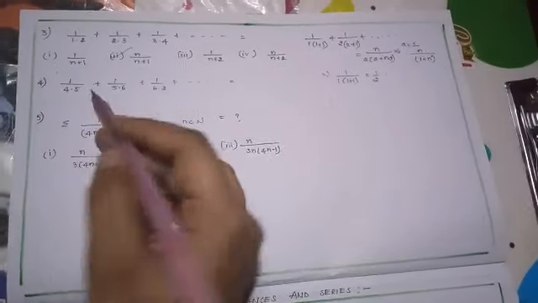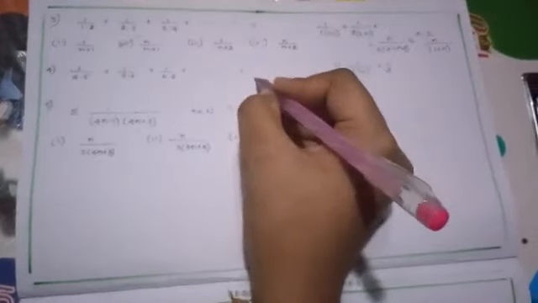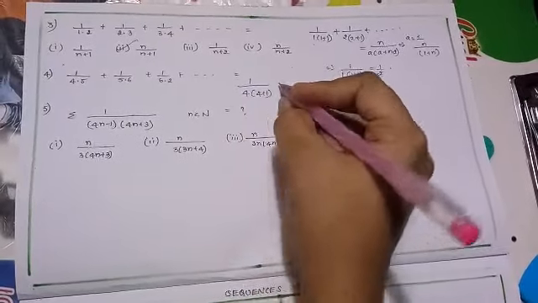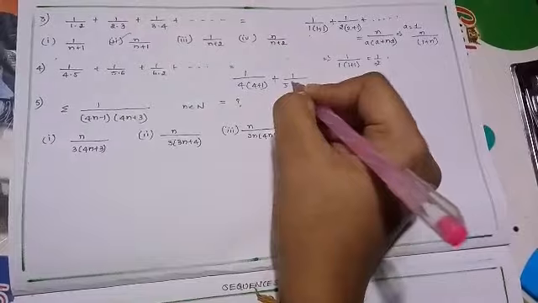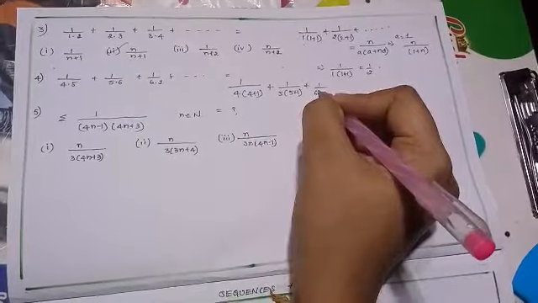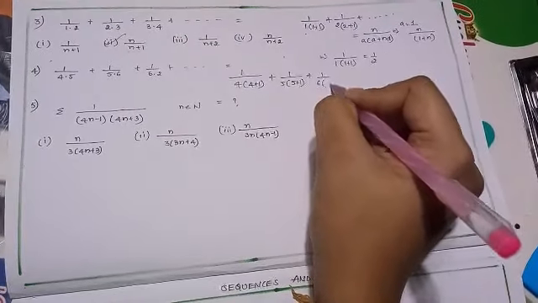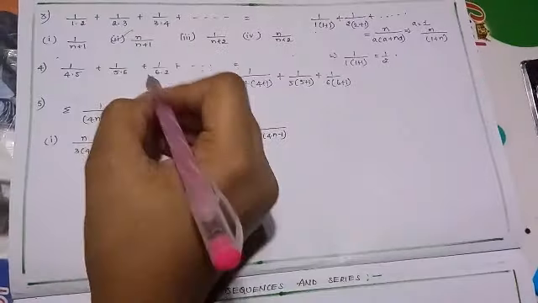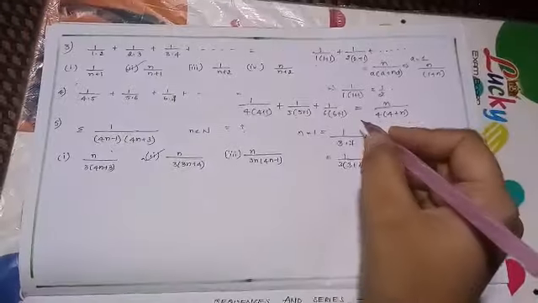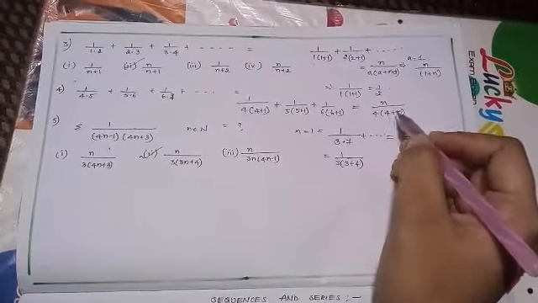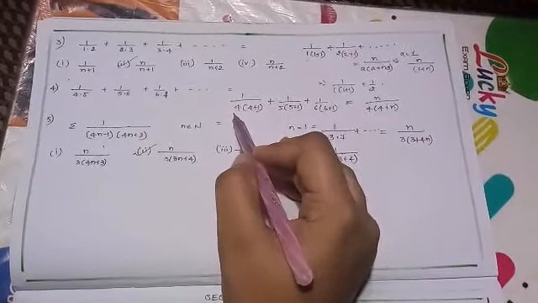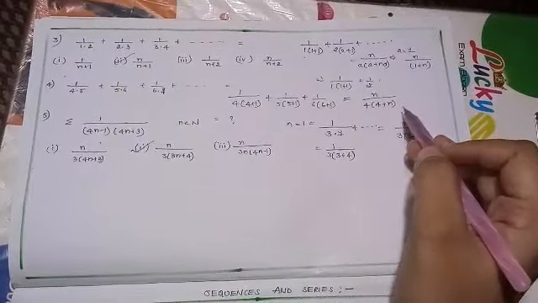And here we shall try directly without the options. 1 by 4 of 4 plus 1, plus 1 by 5 of 5 plus 1, plus 1 by 6 of 6 plus 1. It should be 7 here. So now it is going to give n by 4 of 4 plus n, because a is 4, a of a plus nd, right? So n by 4 of 4 plus n.